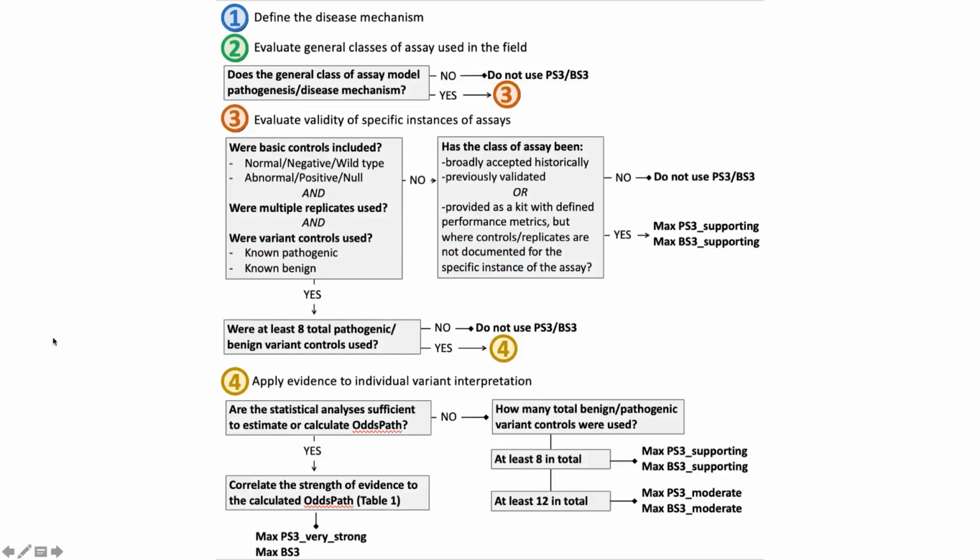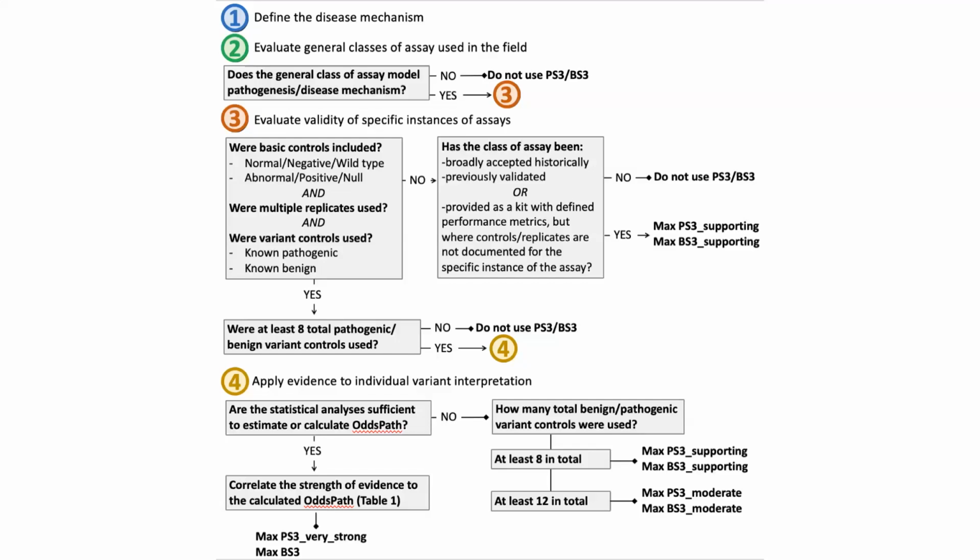I have a question. How does this apply to localization studies where you're determining whether the protein localizes properly or not? Yeah, that would be one example of a general class of assay, and so you would want to ask whether that supports your disease pathogenesis mechanism, and again, you would want to look at the same controls, replicates, et cetera, for those kinds of assays. Okay, thank you.